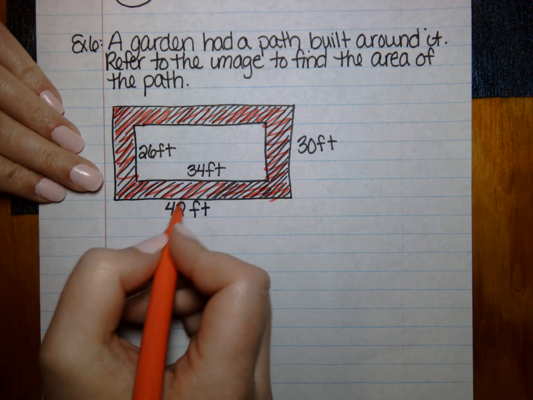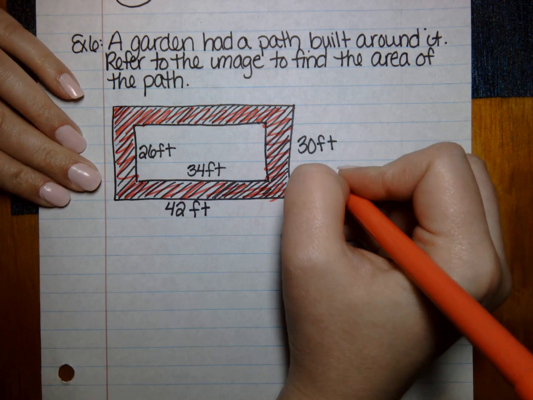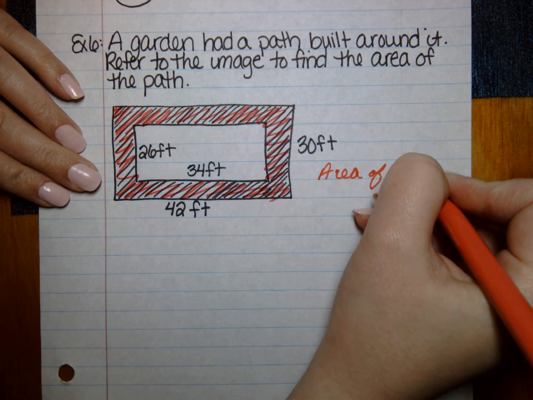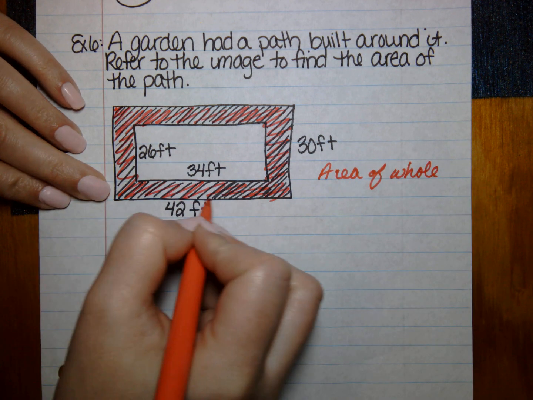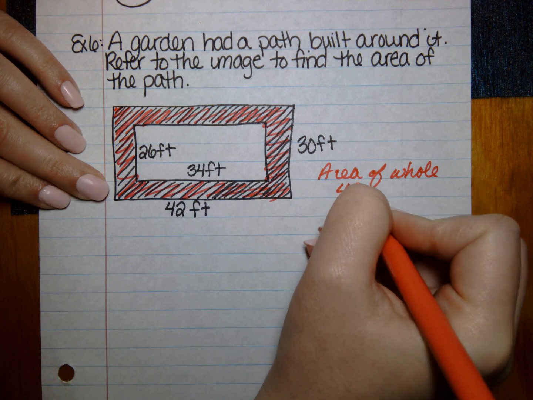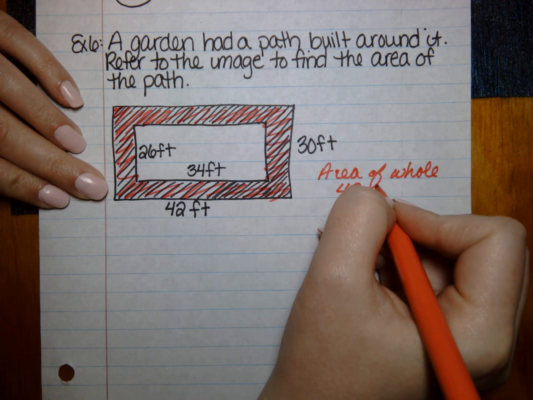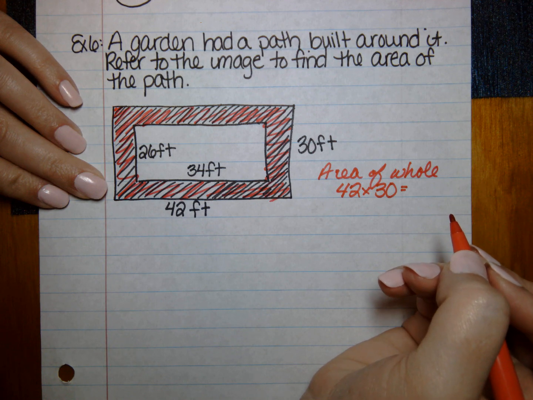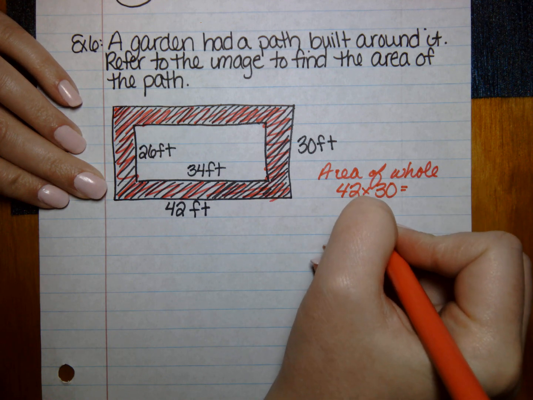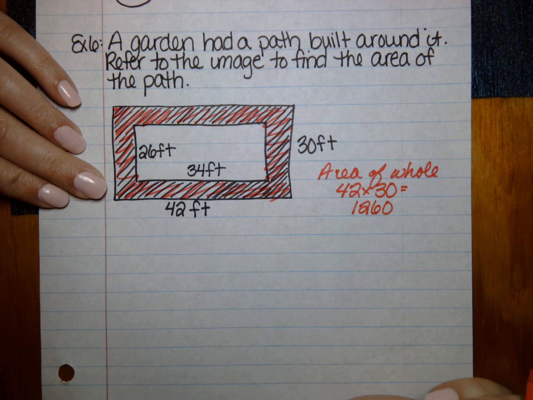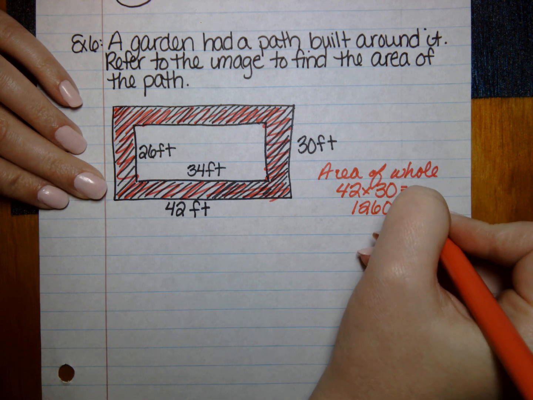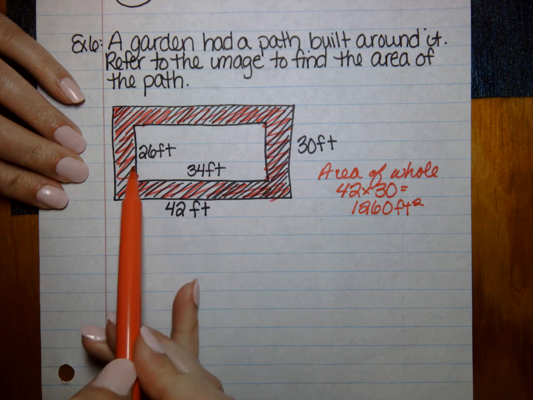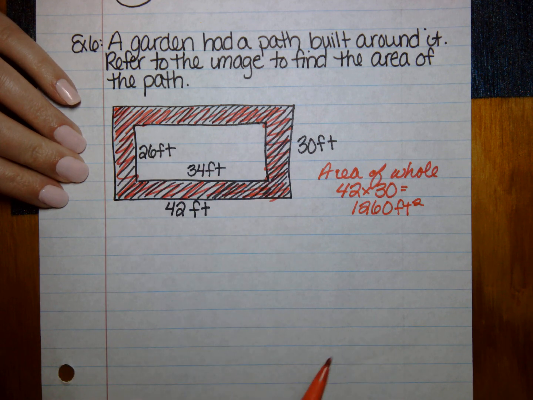So I'm first going to find the area of the whole, so I'm going to put area of whole. So length of 42 times my width of 30. This is going to give me 1,260. Again, feet squared. So that is this whole big chunk, including my garden.